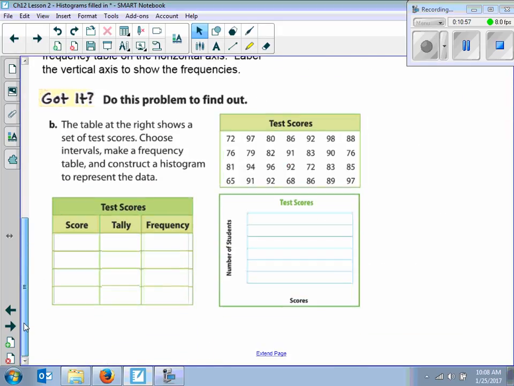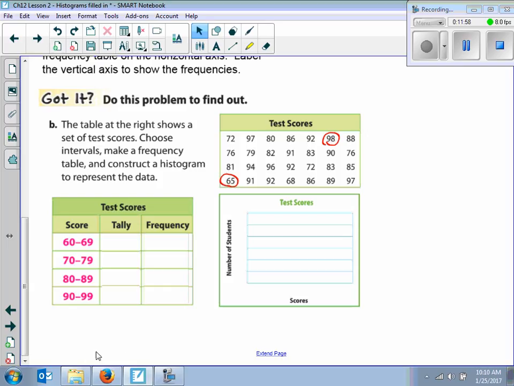All right, so let's do one together. The table at the right shows a set of scores. We want to choose intervals, and then we want to make a frequency table and construct a histogram to represent the data. So the first thing we want to do is have our frequency chart. What's the lowest number here? 65 is the lowest number, and what's the highest number? The highest number there is 98. So the intervals have to include, we can go from 60 to 99. So here are the intervals. We have 60 to 69, 70 to 79, 80 to 89, and 90 to 99.